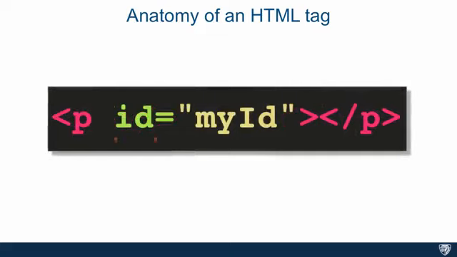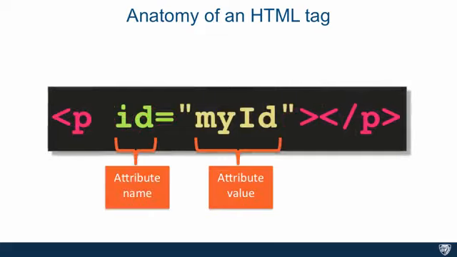Now, every HTML element can have predefined attributes. We will learn some of the most common ones as we progress in the course, but here's what you need to know about tag attributes in general. An attribute is a name-value pair that is kind of metadata about the element it's being applied to. So in this example, we're assigning my ID as the value of the ID attribute. Each attribute has its own rules for the meaning of its value.